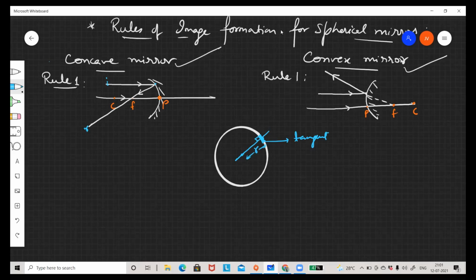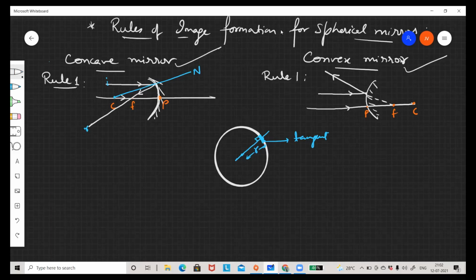So at the point of incidence, if we draw a normal, the normal will be the radius. And the radius is the line joining this spherical mirror and the center of curvature. The center of curvature is the center of the hollow sphere of which this mirror is a part. So this normal, if you draw it at the point of incidence, is guaranteed to pass through the center of curvature, because the center of curvature is the center of that sphere of which this mirror is a part.